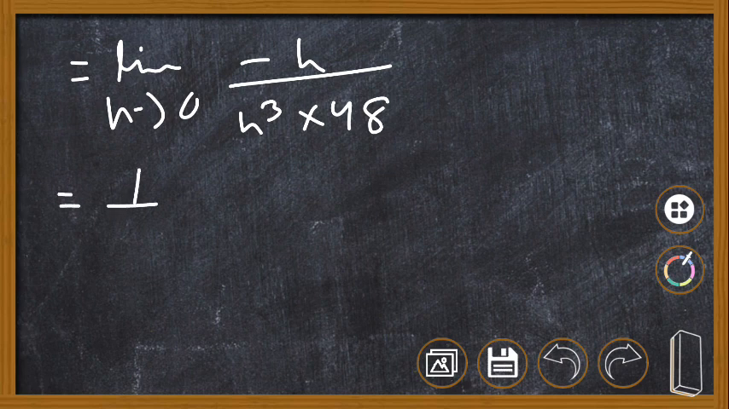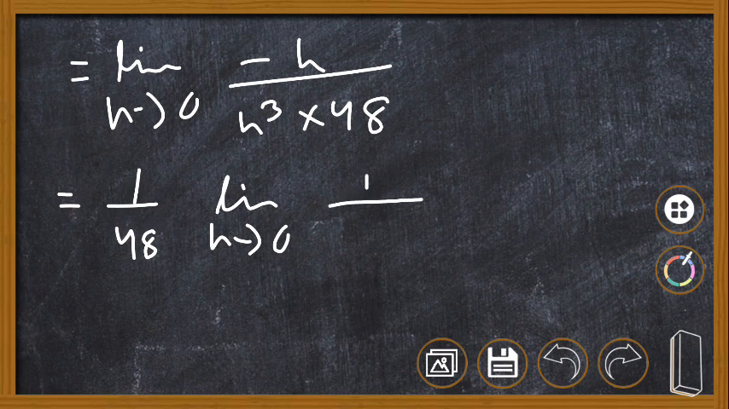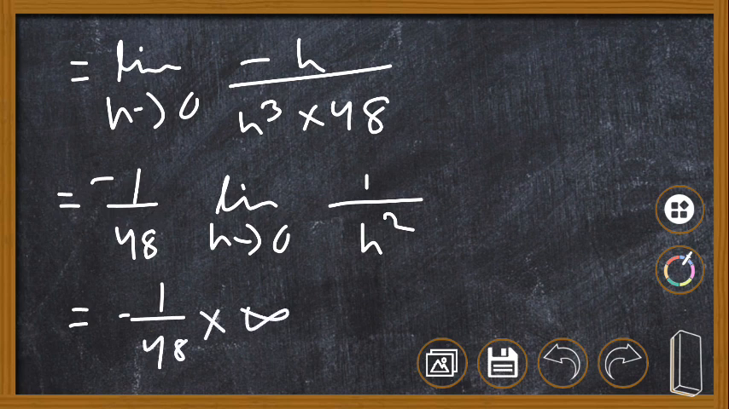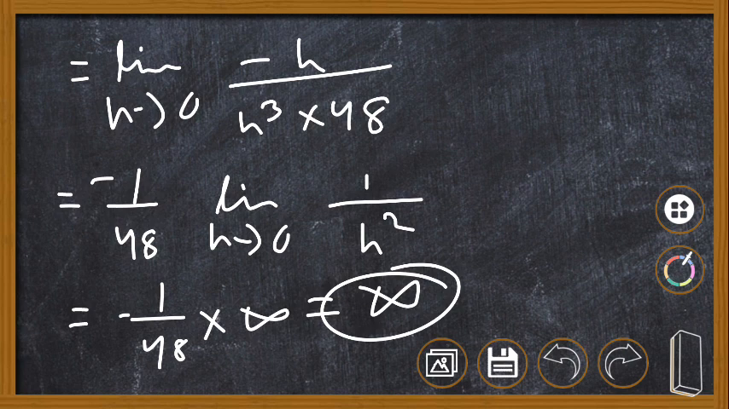So, 1 by 48 is taken outside, limit h tends to 0. So, h also getting cancelled, minus 1 by 48, 1 by h square. So, minus 1 by 48 multiplied by infinity, which is infinity. So, the answer will be infinity here, right. So, like this you have to solve the questions.